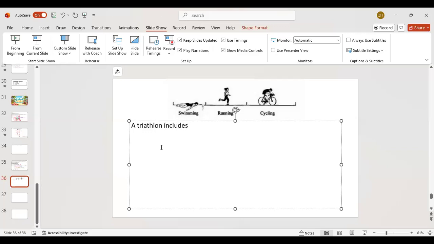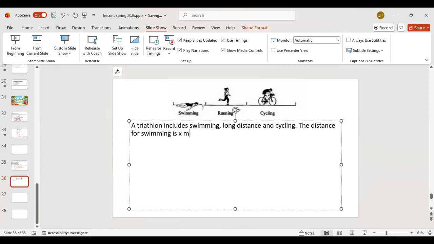So we have this triathlon. It includes swimming, long distance running, right? And cycling, right? That's what the triathlon includes. So three activities.